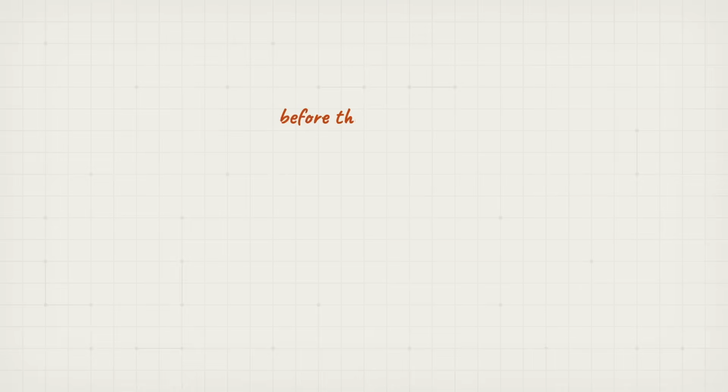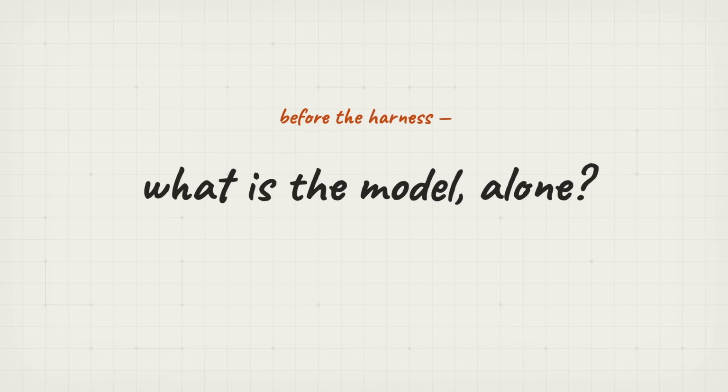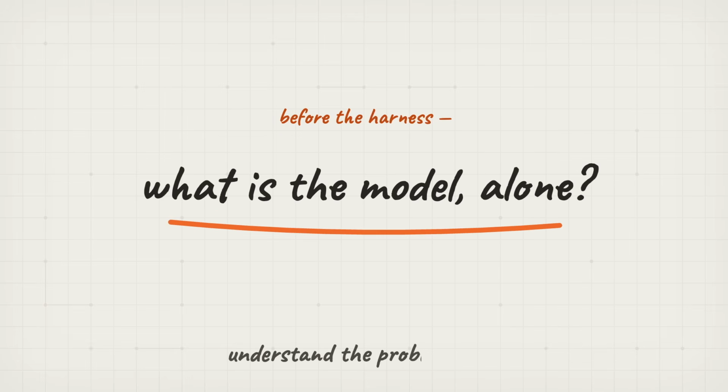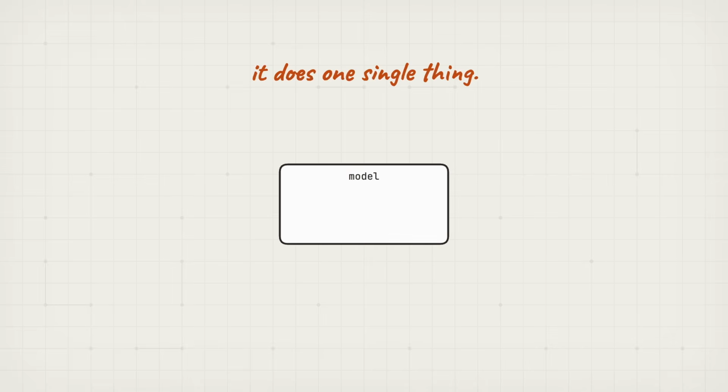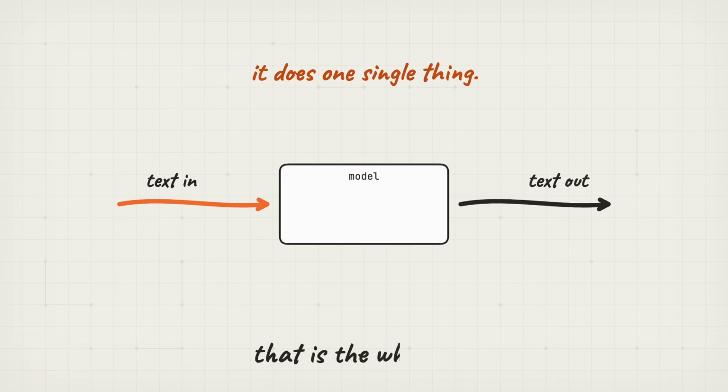But before we talk about the harness, first you need to understand what this AI model actually is when it is sitting all alone without anything wrapped around it. Because if you don't understand the problem first, then the solution is not going to make much sense to you. So, in the simplest words I can give you, an AI model does only one single thing: text goes in and text comes out. You give it some words and it gives you some words back. That is the whole job. That is literally all it does on its own.